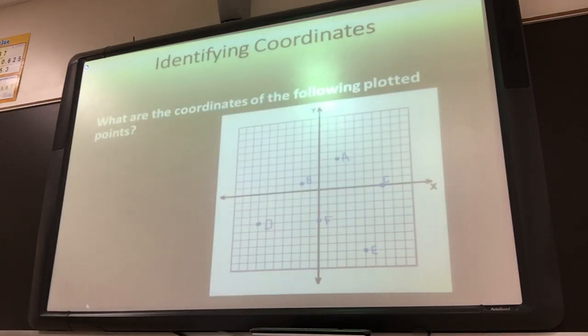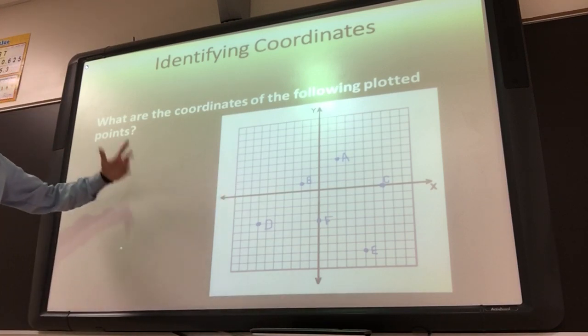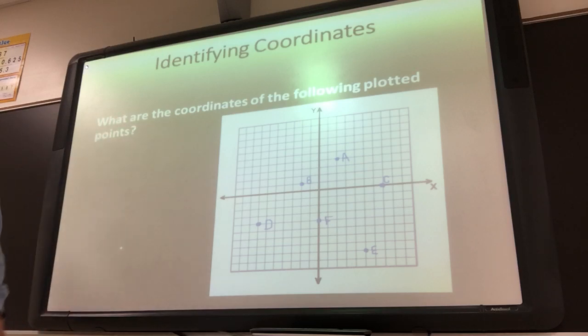So we're going to look at a few different examples on identifying different points today, and this will help us as we move into the rest of the stuff this week. So looking at these points on this graph, the question is, what are the coordinates of those following points? So you see where A is. We're going to write the coordinates of A.